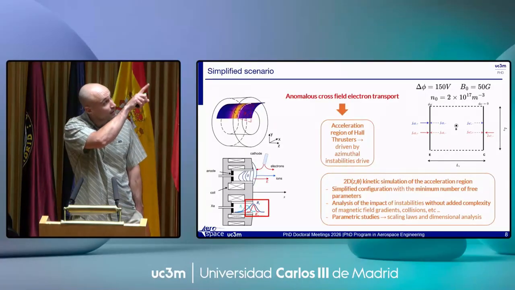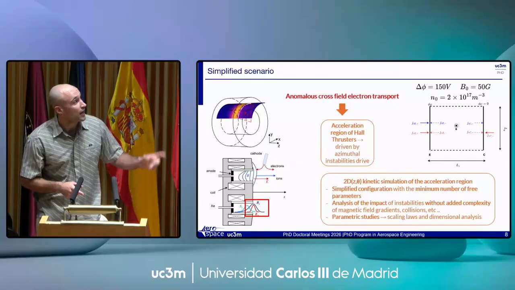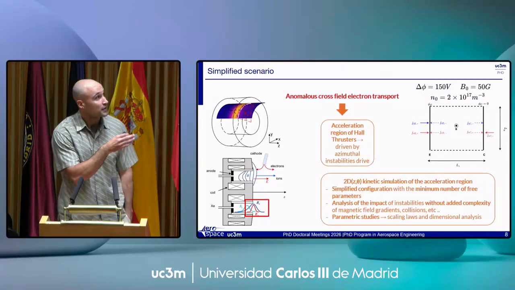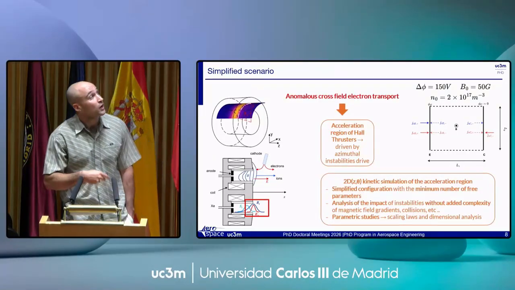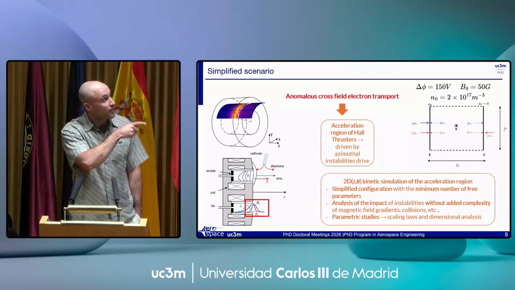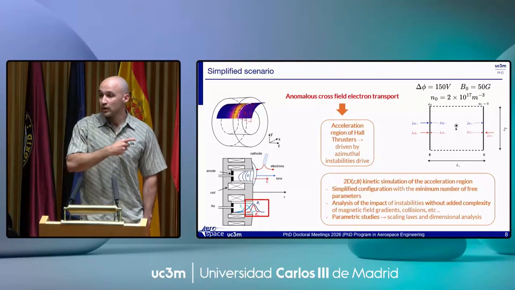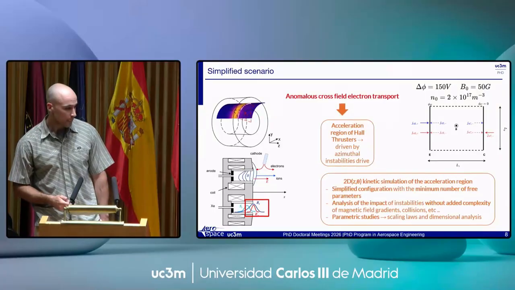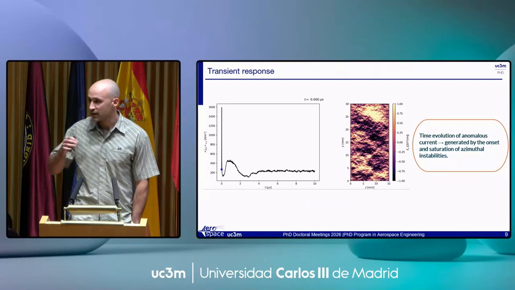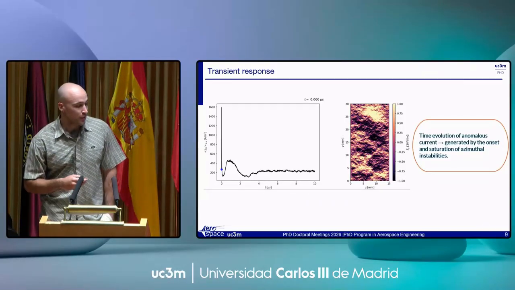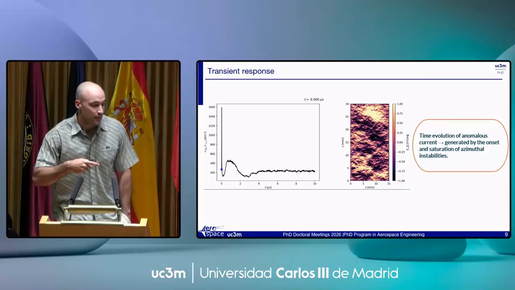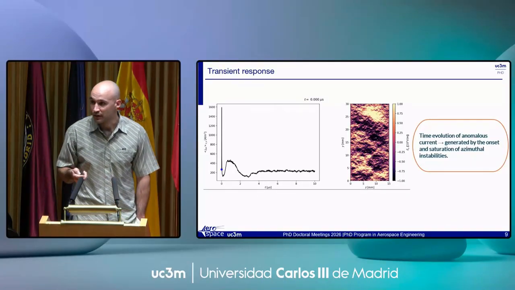This is the domain that we are simulating on the GPU, which is a rectangular domain with a fixed potential drop in the Hall acceleration region and a constant magnetic field. You inject a cloud of plasma at the entrance, and you also inject a cloud of electrons coming from the anode at the exit, okay? Then we can go on to the transient response of this type of simulations. If you have questions about the inputs, I can answer them in the question section. We're going to look at the anomalous current, the axial current evolution over time, and how the azimuthal instabilities develop in the azimuthal electric field.